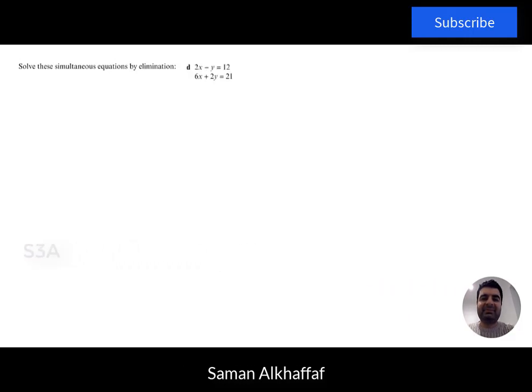In this example, we have two equations with variables of x and y, and we'll try to solve them simultaneously. We have 2x minus y equals 12, and 6x plus 2y equals 21. So we can see if we multiply the first equation, 2x minus y equals 12, by 2, that will help us eliminate y when we solve them simultaneously. So let's go through the steps first and see how that would work.